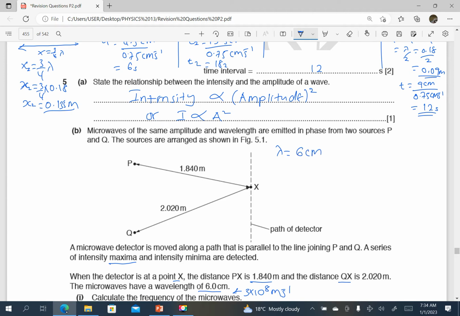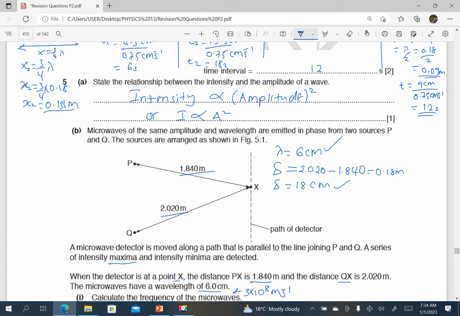What is the path difference? Oh, the paths are in meters, but I will just multiply by 100. So the path difference, I'll use this symbol sigma for path difference. We subtract. So the path difference is 2.020 minus 1.840. Let me subtract. 2.02 minus 1.84 is 0.18. Remember, this is in meters. If I want it in centimeters, I multiply that by 100. This will be 18 centimeters.